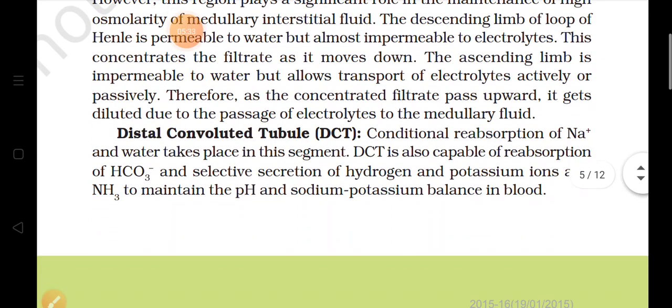Now the next tubule, which is known as the distal convoluted tubule. Its function is reabsorption of sodium and water, and it also reabsorbs HCO3, and it secretes hydrogen and potassium ions and NH3. So what we are able to see is that some of the ions are absorbed and some of the ions are secreted, and the main function is to maintain the pH as well as the osmotic balance.